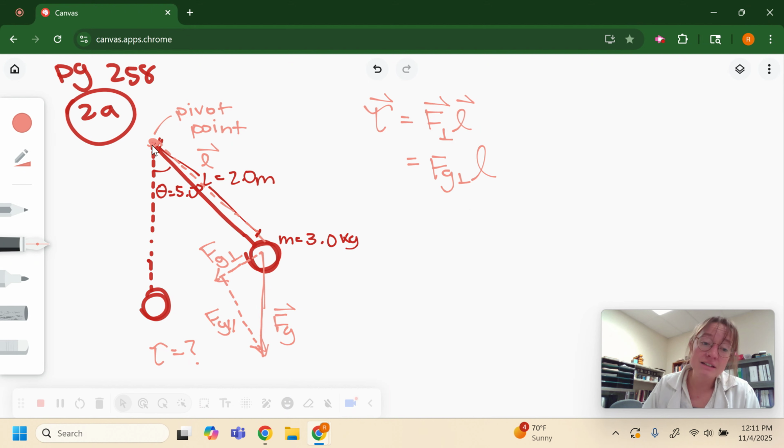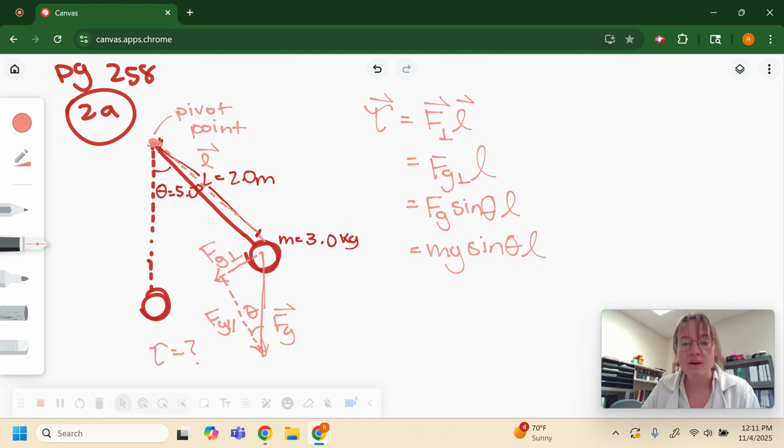To find that, notice I have a setup with some similar triangles here. If this angle here is theta, that means that this angle here will also be theta. So then I can say, looking at this diagram, that the part of the weight that's going to be perpendicular is going to be Fg times the sine of theta, times L. Now I know that Fg is equal to mg, so I can write mg times the sine of theta times L, and now I can plug in numbers here.